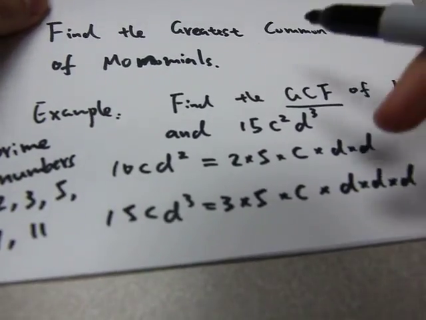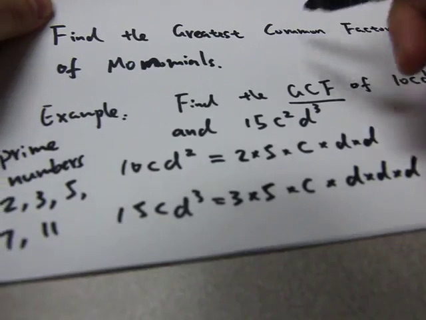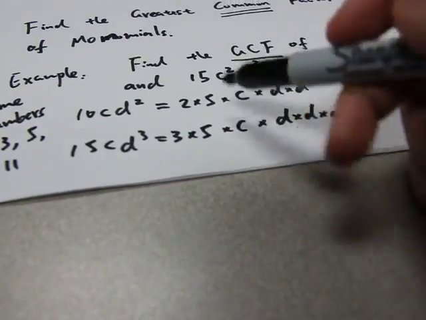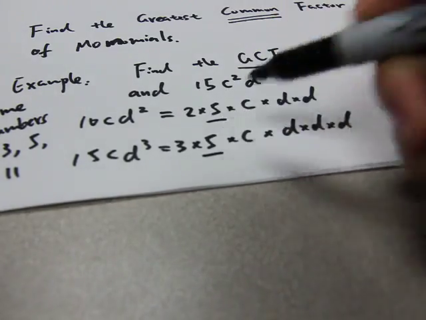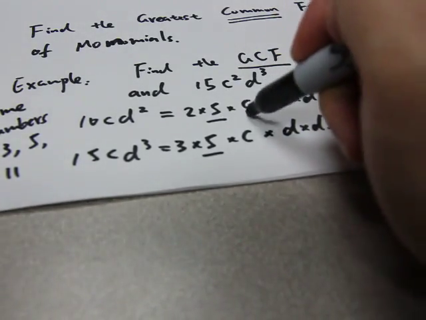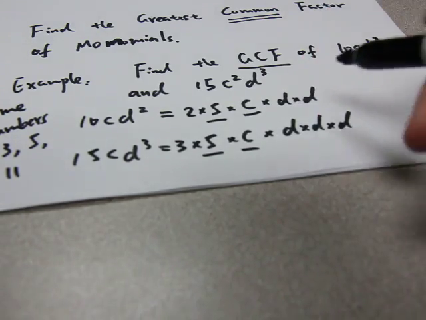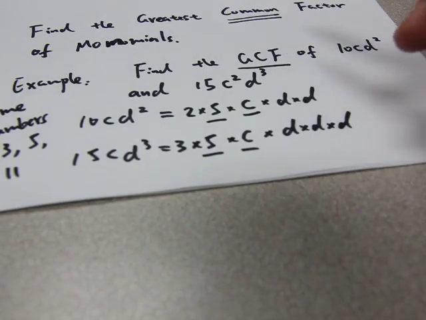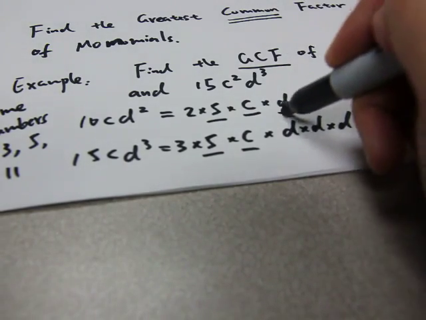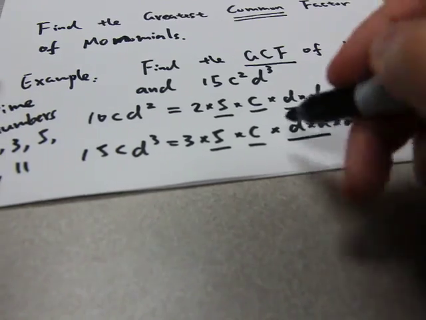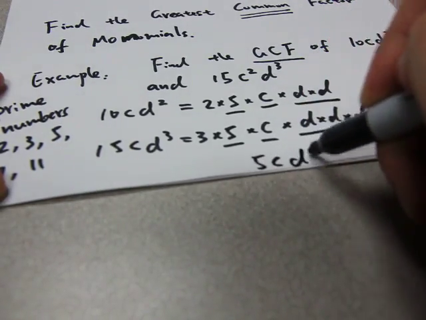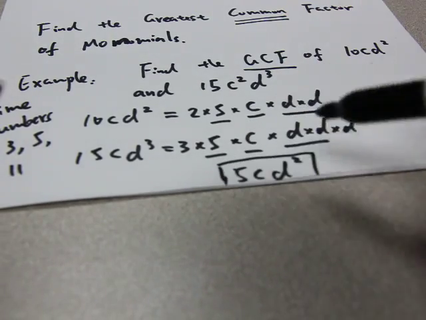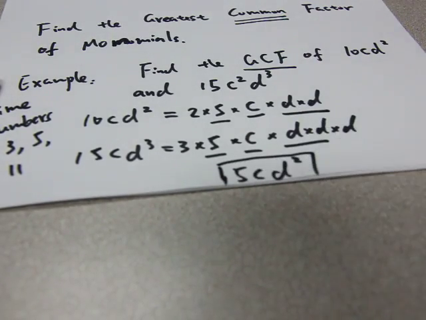Since we're looking for the greatest common factor, first we have to find the common factors. So both of them contain a 5, and both of them contain a c, and both of them contain d. And since I'm looking for the greatest common factor, I have to pick up the 2 d's. So the greatest common factor is 5cd squared.